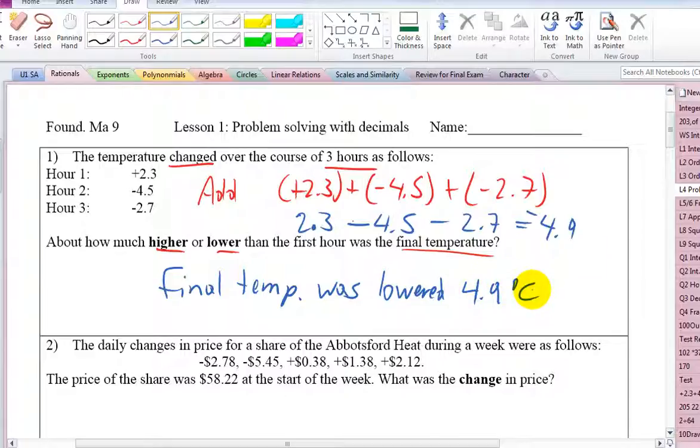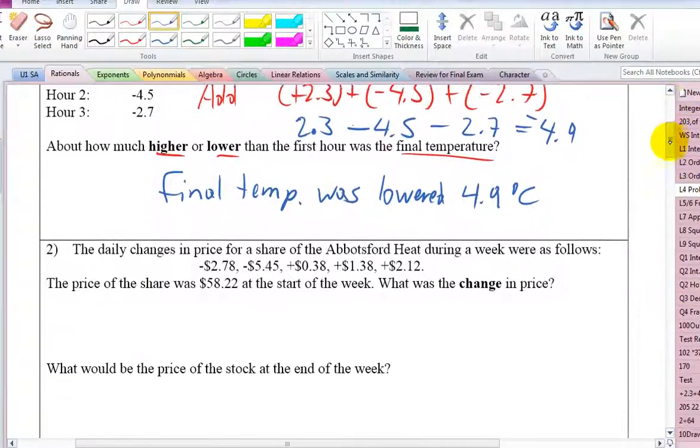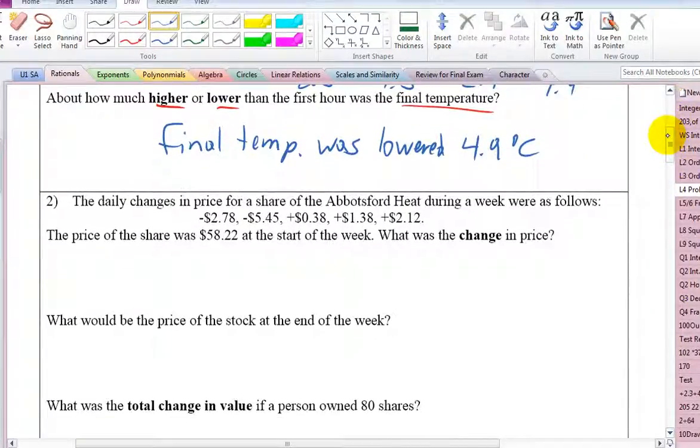So we need to interpret the number to use the proper word in English. You have to say that the change was a decrease. Okay. Any questions about that?